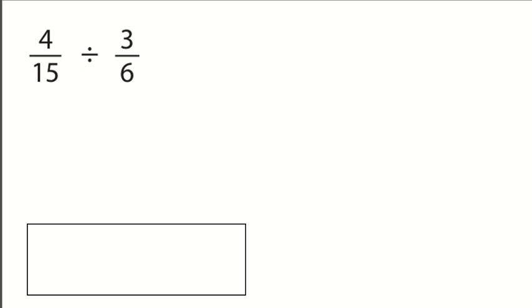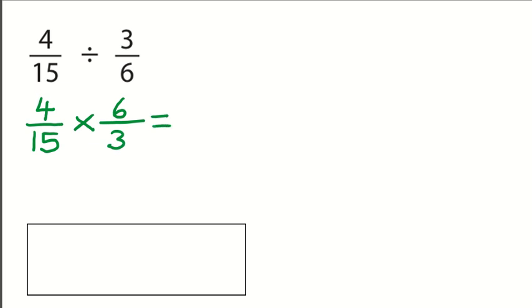Now we have 4/15 divided by 3/6. Once again, we're going to do keep, change, flip. So we're going to keep the fraction on the left the same. We're going to change the sign to multiplication, and we're going to flip the fraction on the right. We'll put our 6 up top and our 3 on the bottom.